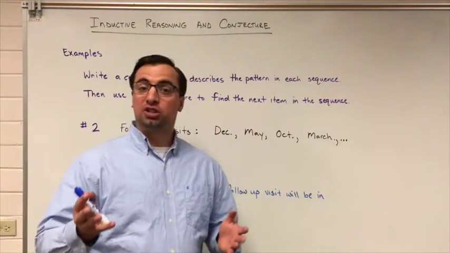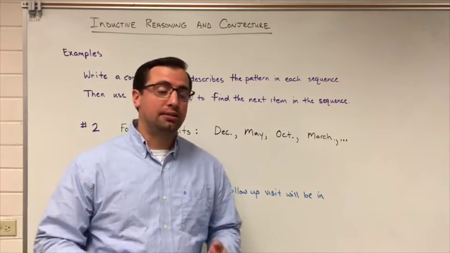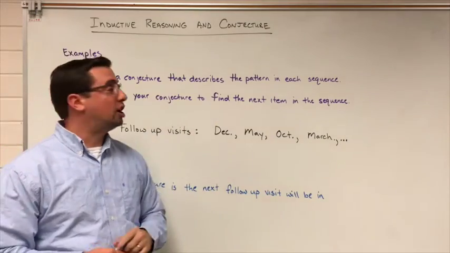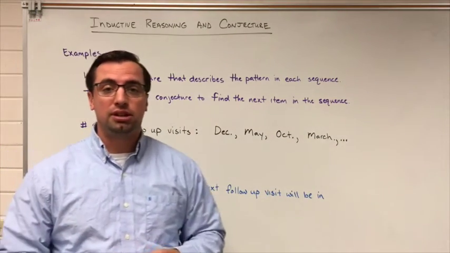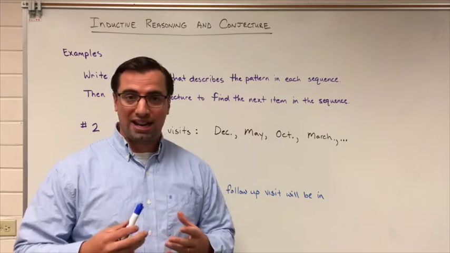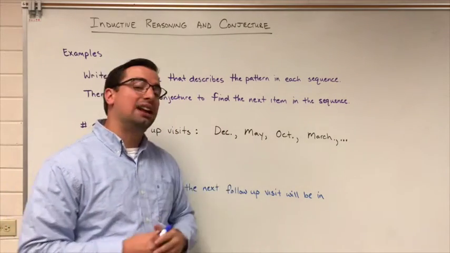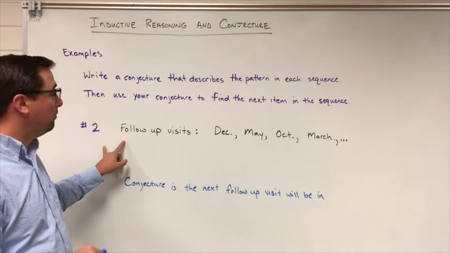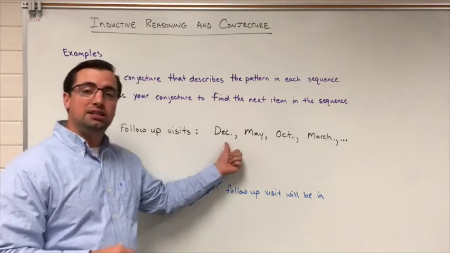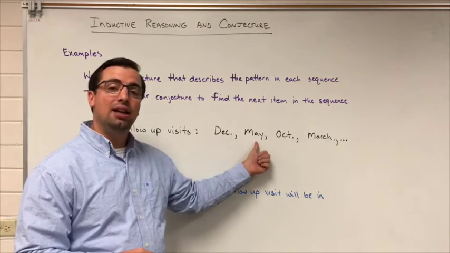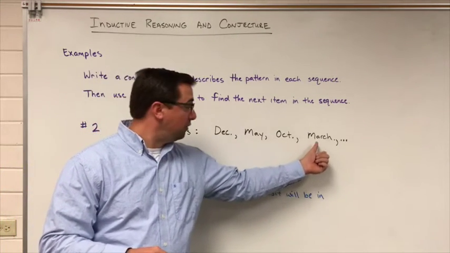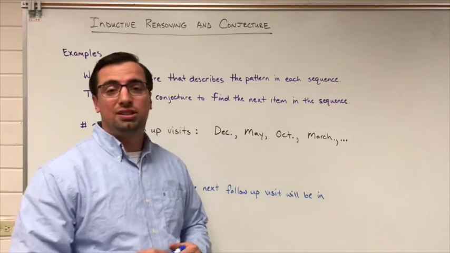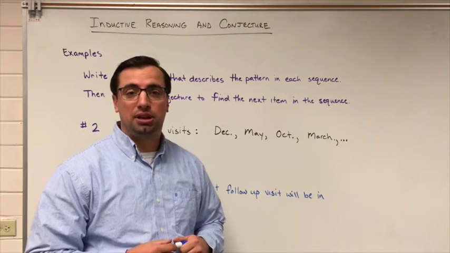All right, Patriots, here's our second example of inductive reasoning. Same directions as the previous example. We need to write a conjecture that describes the pattern in the sequence, and then use that conjecture to write what the next item in the sequence is going to be. Here's problem 2. Follow-up visits. The first one happened in December, the second in May, the third in October, and the fourth in March. Our job is to figure out when the next follow-up visit is going to be.